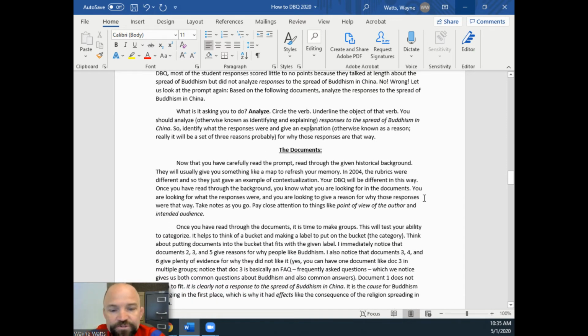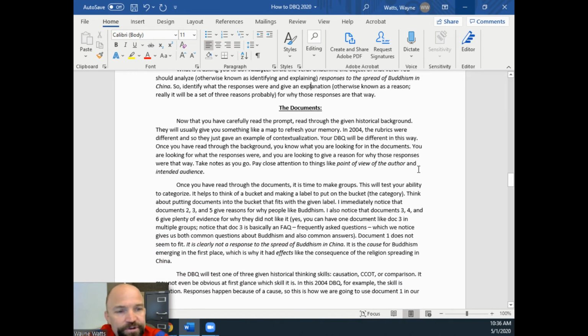You should analyze, which is otherwise known as identifying and explaining responses to the spread of Buddhism in China. So identify what the responses were and give an explanation, otherwise known as a reason. Really, it will probably be a set of 3 reasons for why these responses are that way.